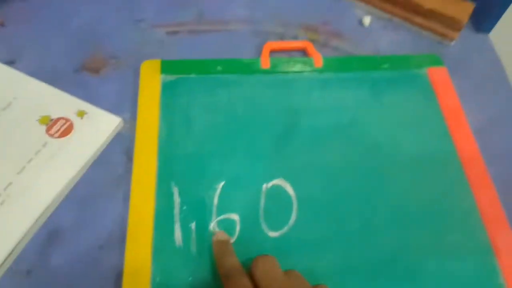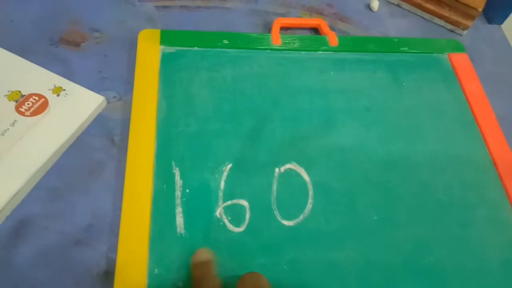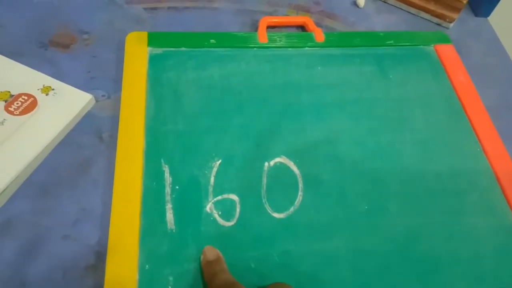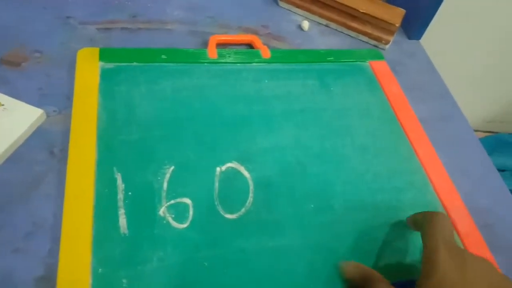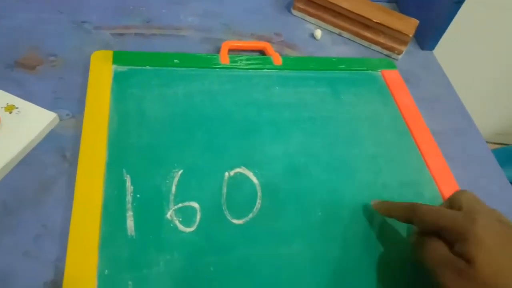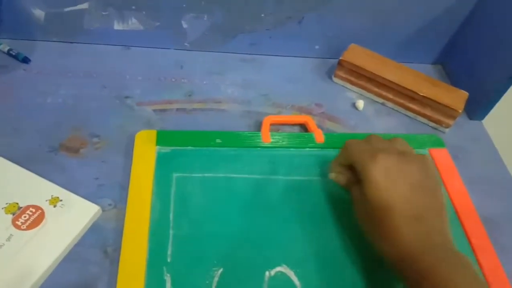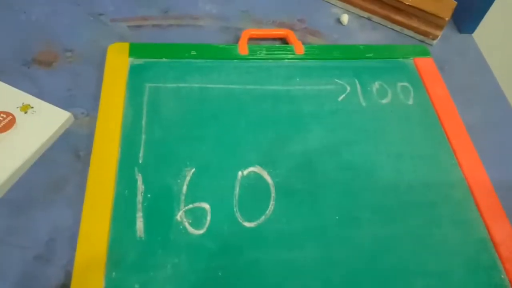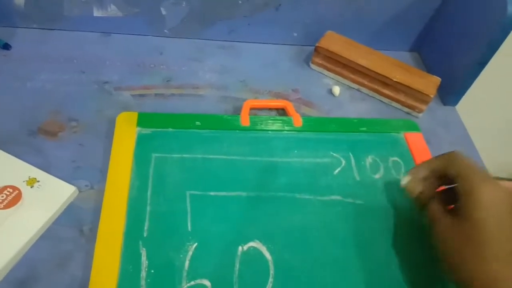Suppose we have to solve this number. Solving means we have to give the place value to these individual numbers, and in the end we have to cross check whether the values which we have given in addition, is it coming the same. So 1, its place value is 100. 6, its place value is 60.